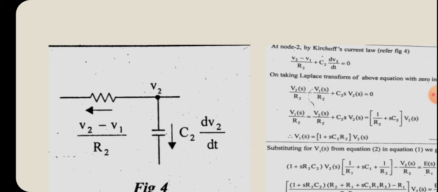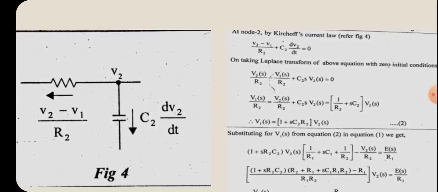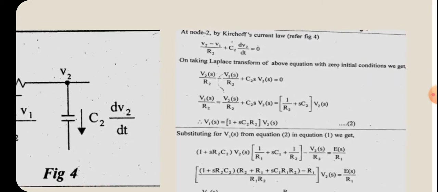So at node 2 we can apply Kirchhoff's current law, and for writing it we are using figure 4. We can write it as all the currents outgoing from node V2. So V2 minus V1 by R2 plus C2 into dV2 by dt will be equal to 0. That is the equation. So we can apply Laplace transform on this equation.